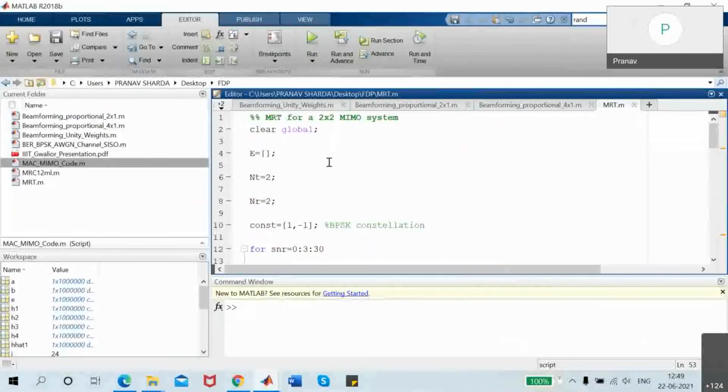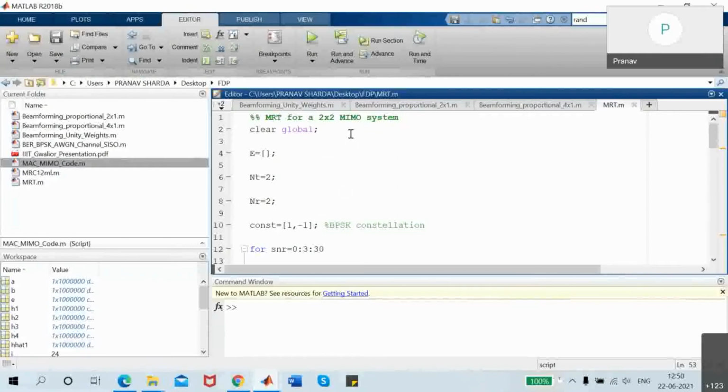So dear all, let's discuss the maximal ratio transmission, MRT. Beamforming, the technique which I discussed earlier, is used at the transmitter side. And MRT is a technique which we employ at the receiver side. The main objective of using this MRT scheme is to maximize the SNR. That's the overall game of this MRT scheme.